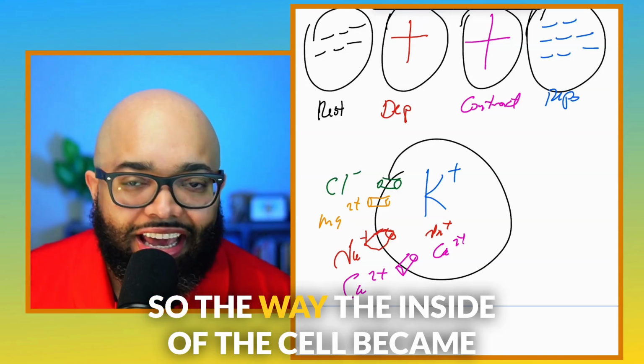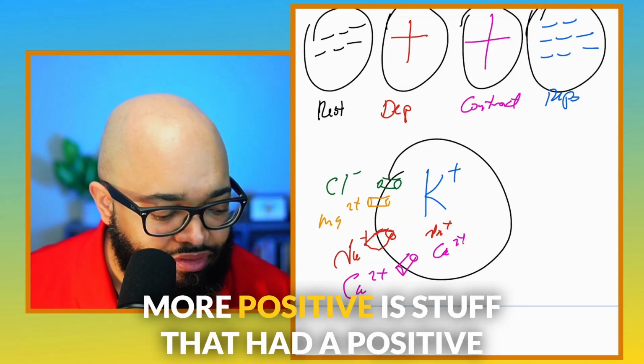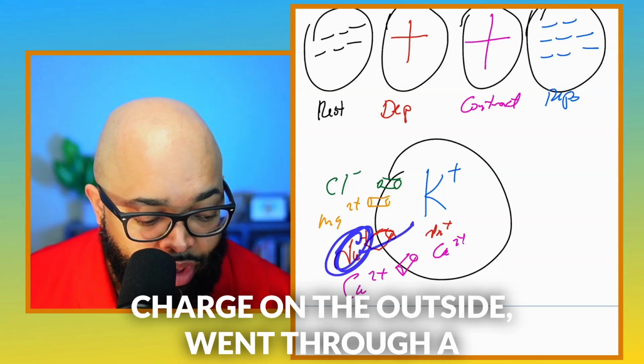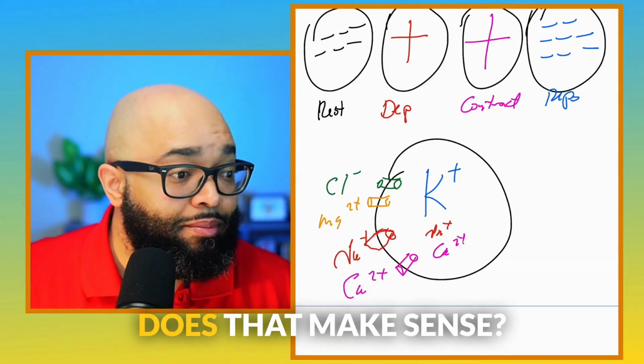So the way the inside of the cell became more positive is stuff that had a positive charge on the outside went through a channel and got inside. Does that make sense?